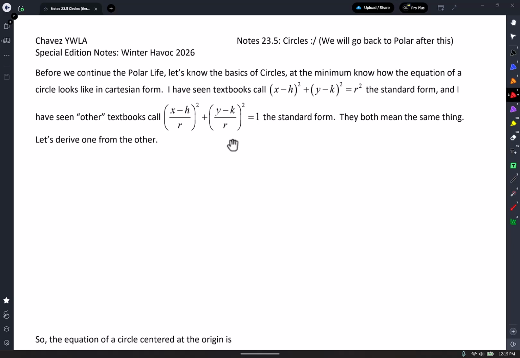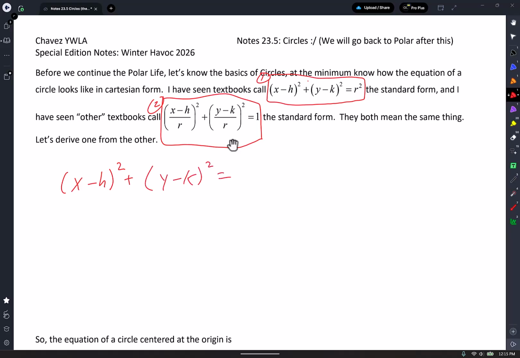I've seen textbooks, so I've seen both of these. I've seen textbooks called this standard form, and I've seen textbooks called this standard form. They both mean the same thing. Let's derive one from the other. So let's look at this equation here. If I call this equation 1 and equation 2, we can get to equation 2 pretty quickly from equation 1. So let me write (x minus h) squared plus (y minus k) squared equals r squared.